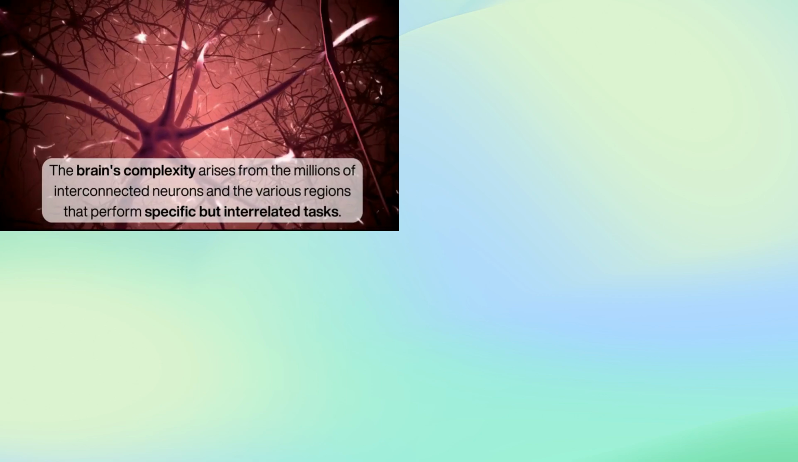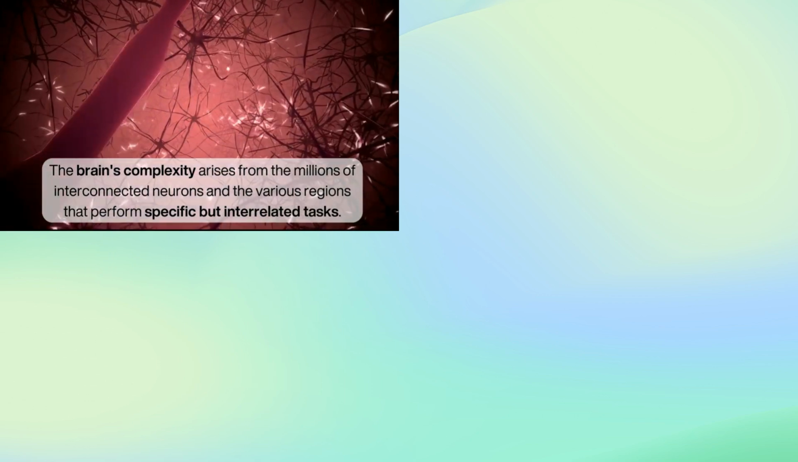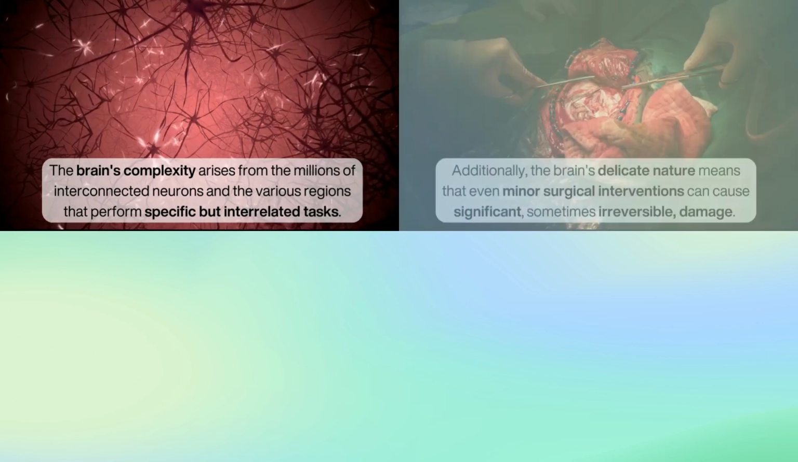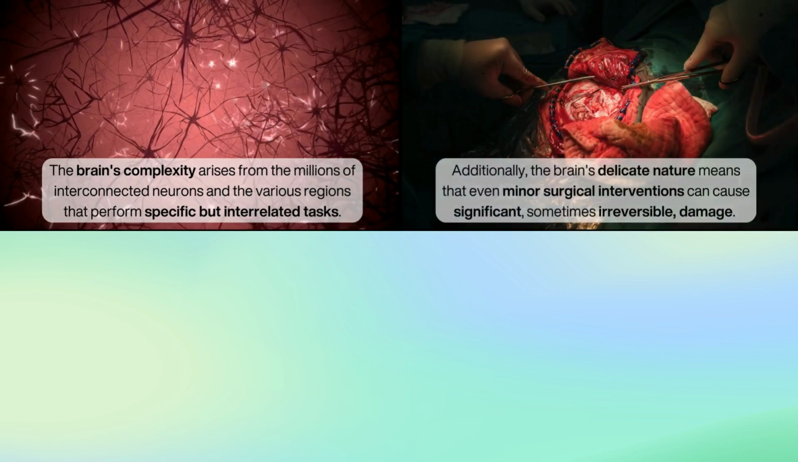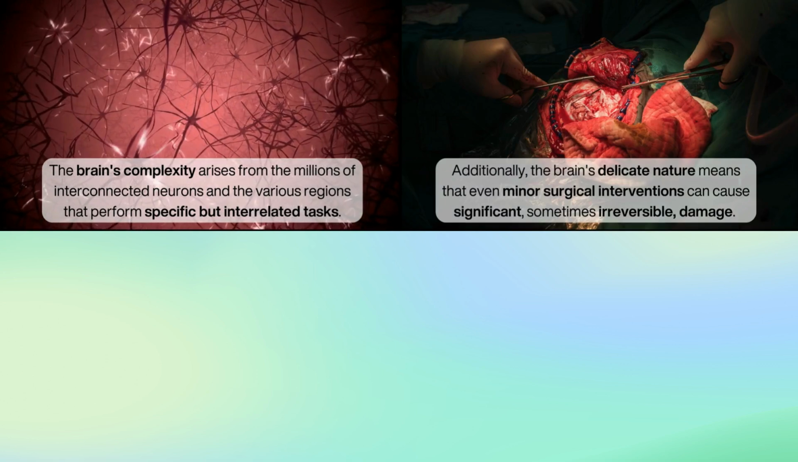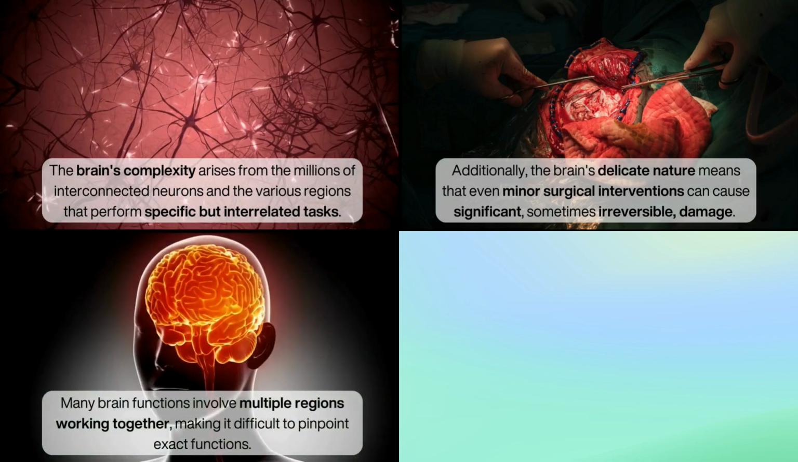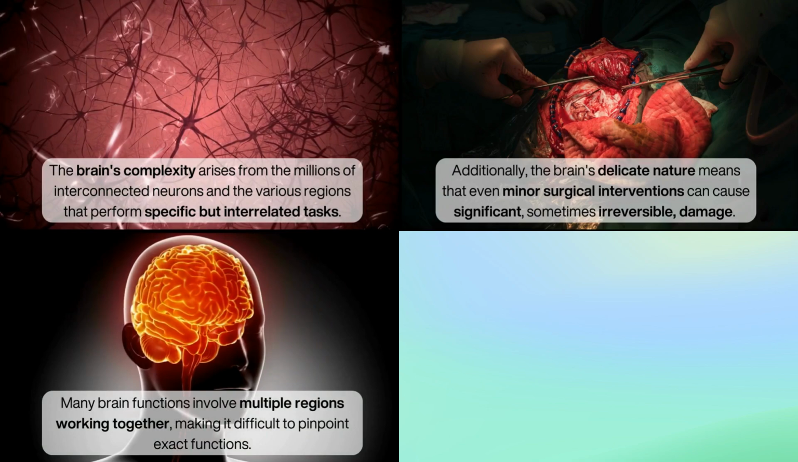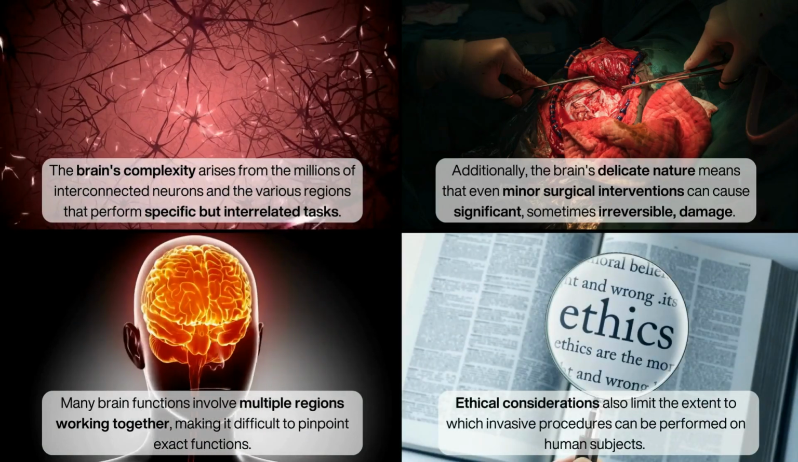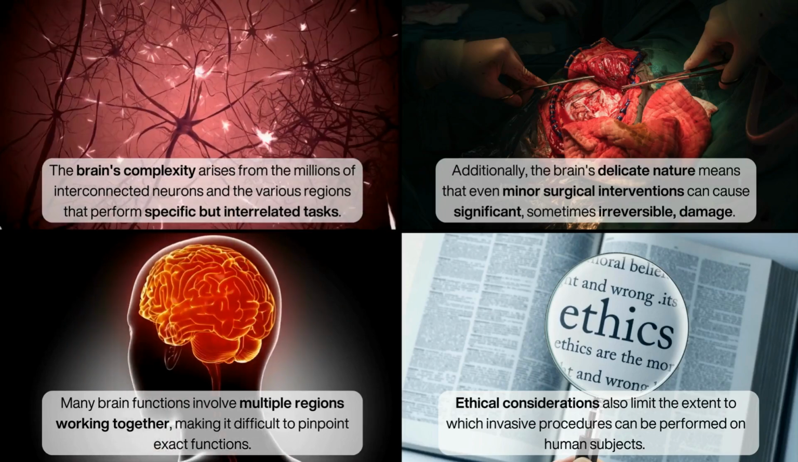The brain's complexity arises from the millions of interconnected neurons and the various regions that perform specific but interrelated tasks. Additionally, the brain's delicate nature means that even minor surgical interventions can cause significant, sometimes irreversible, damage. Many brain functions involve multiple regions working together, making it difficult to pinpoint exact functions. Ethical considerations also limit the extent to which invasive procedures can be performed on human subjects.